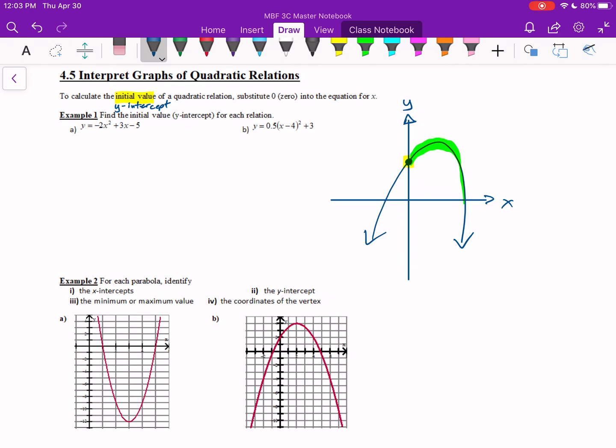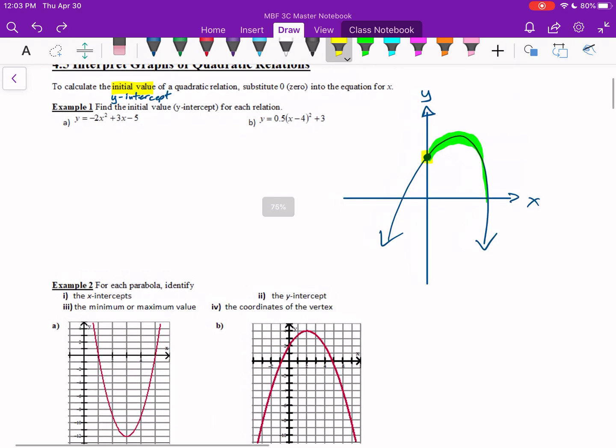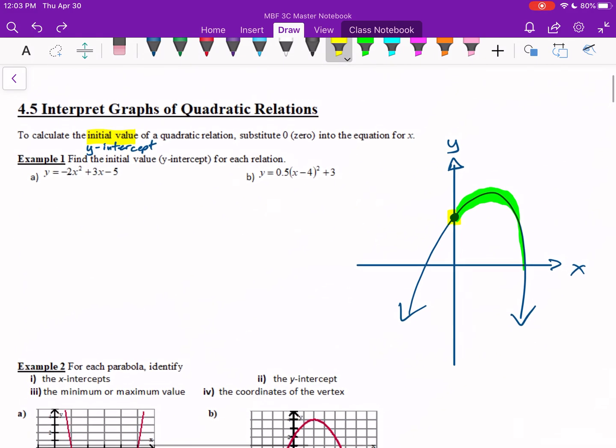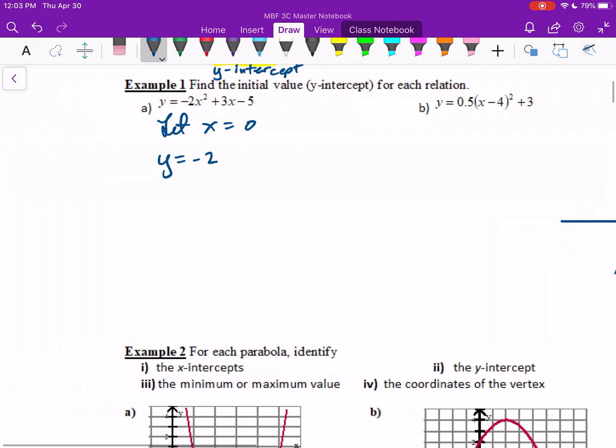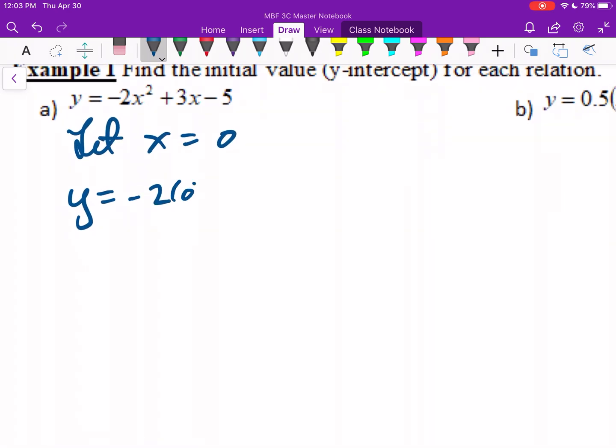So anywhere on the y-axis, the x-coordinate is always 0. So if I want to find out what the y-intercept is, if I have the equation, it's a simple matter of putting 0 into the equation and then solving it for y. So x equals 0, and what we get is y equals -2 times 0 squared plus 3 times 0 minus 5. What you'll notice is that this is what's called standard form of a quadratic. This is not the vertex form we've been working with over the past few days.